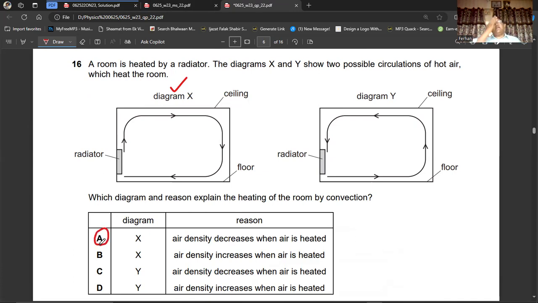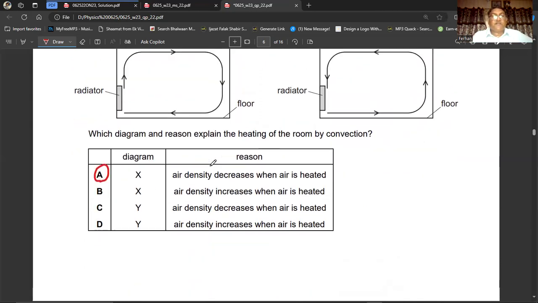Diagram X is right. This Y diagram is wrong because the radiator gives out heat, so it's not possible that on top of it, the air is coming down.